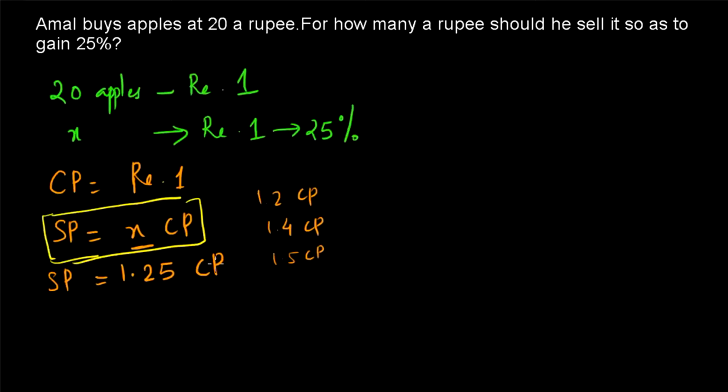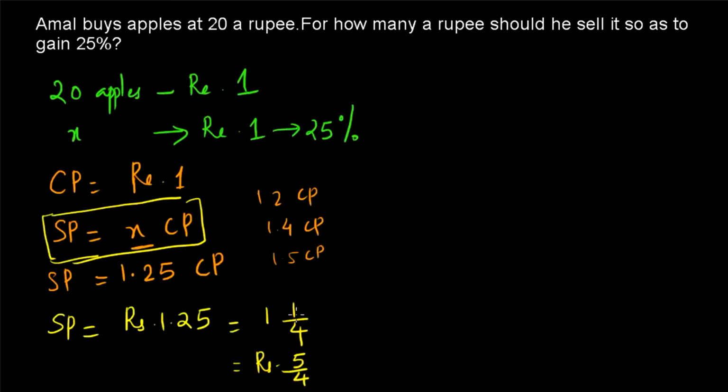So here selling price is equal to 1.25 into CP. So what is our selling price? Selling price will be equal to rupees 1.25. Cost price is 1, so 1.25 into 1. So 1.25 will be our selling price. And how can we write 1.25 in a simple manner? 0.25 is 1 by 4. So 5 by 4 rupees. 5 by 4 is our selling price.